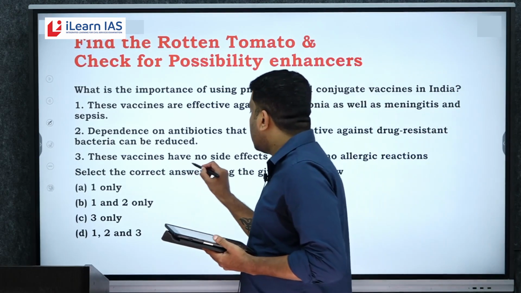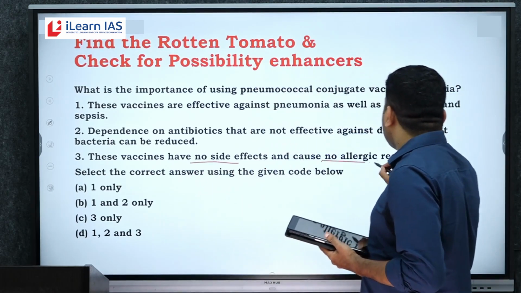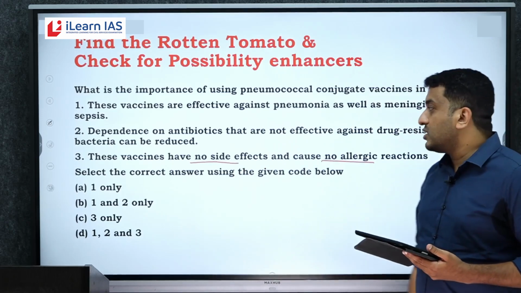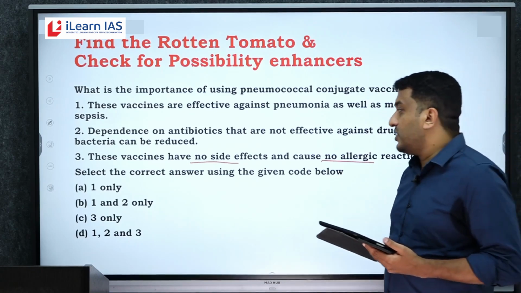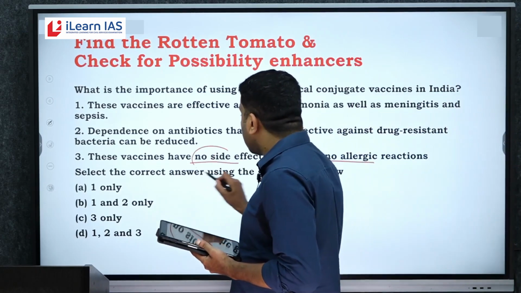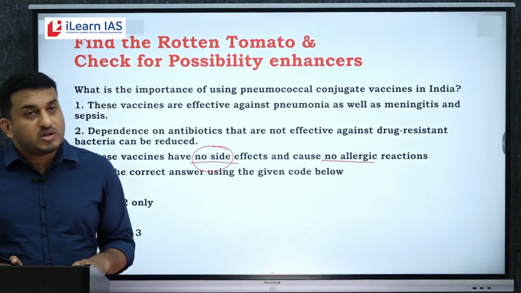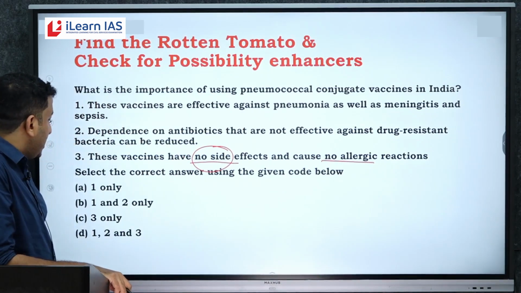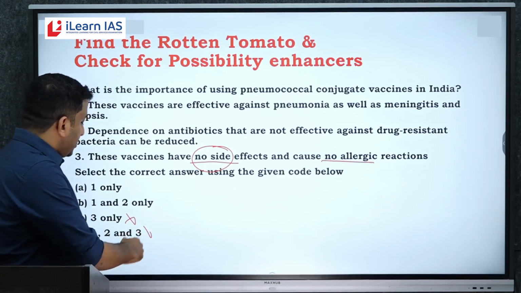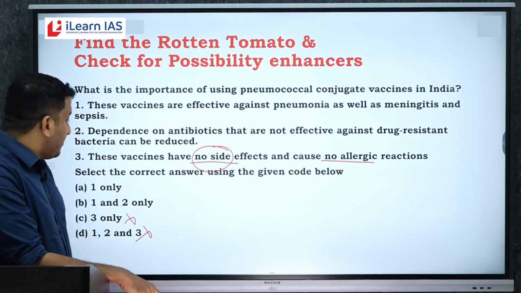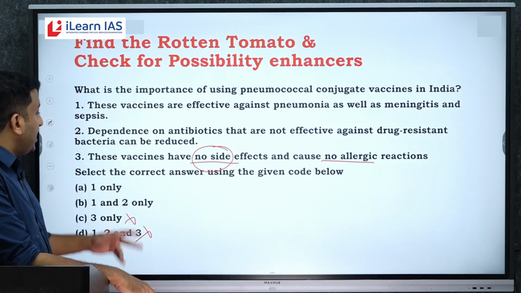Now read this. No side effect, no allergic reactions. Extreme statement. Vaccines have some side effects. It is no side effect. It is an extreme statement. So statement number 3 is wrong, and you can eliminate statement 3. So you can eliminate 2 options, right? You can eliminate C as well as D. Then what is left out? 1 only and 1 and 2.